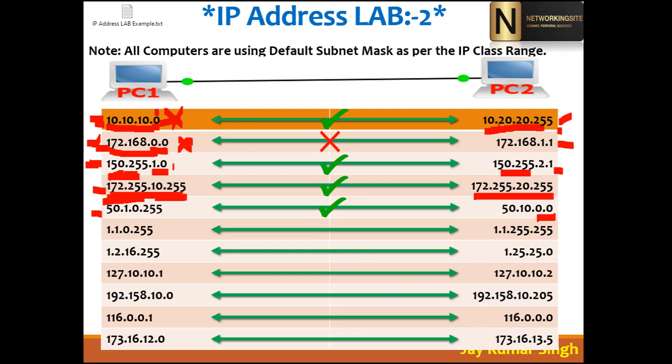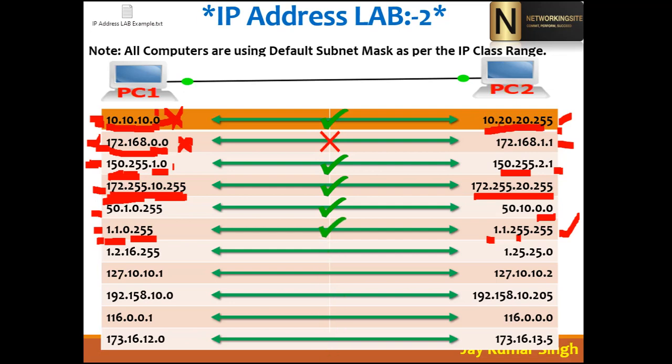Okay, guys, so now let's come to this one, 1.1.0.255 and here it is 1.1.255.255. Now tell me whether this will communicate or not. Yes, it will communicate. Very good. This IP belongs to class A, and here we have only one network. Of course, one network is matching and the others are okay, no problem. So it will communicate.